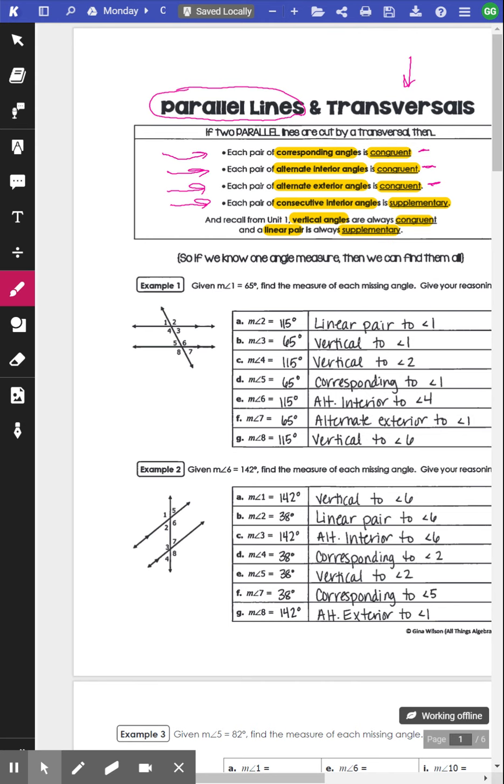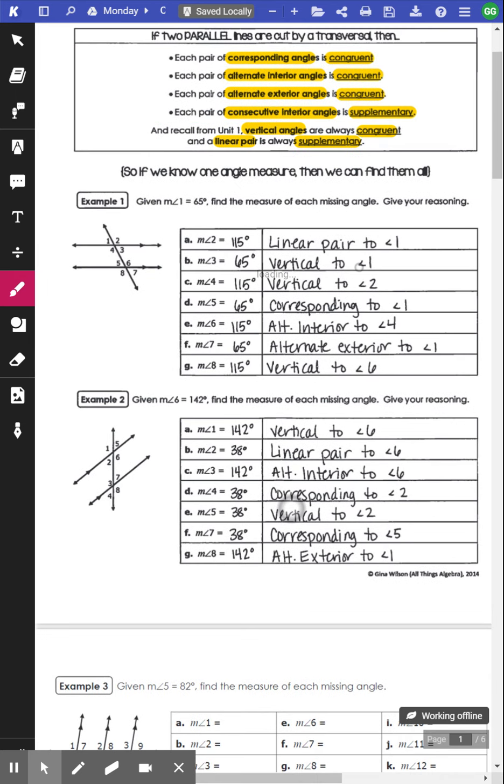The consecutive interior angles, those are the ones that are inside, right next to each other. Those are supplementary, which means they equal 180 degrees. And then we go into this little piece right here. You have to remember vertical angles are always congruent. You have to also remember that a linear pair is always supplementary. So we look at example 1.